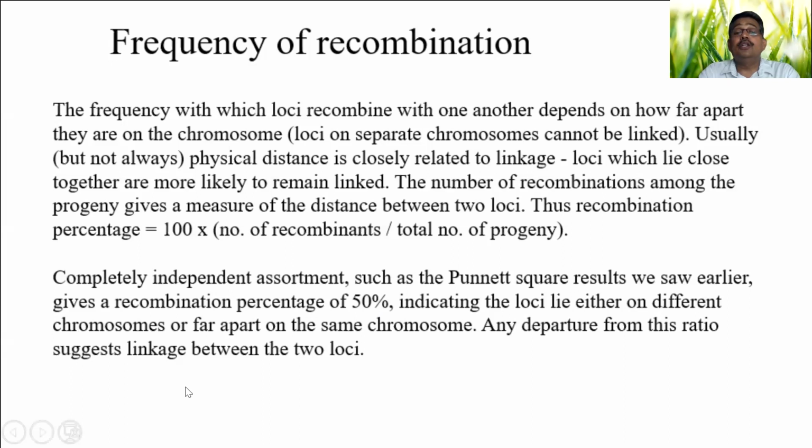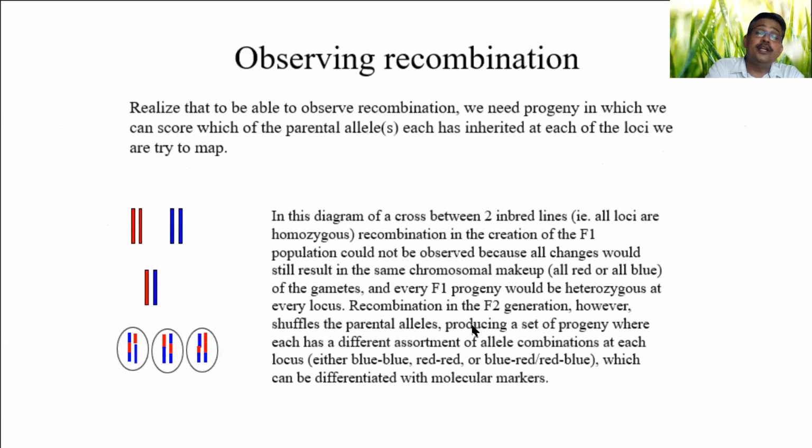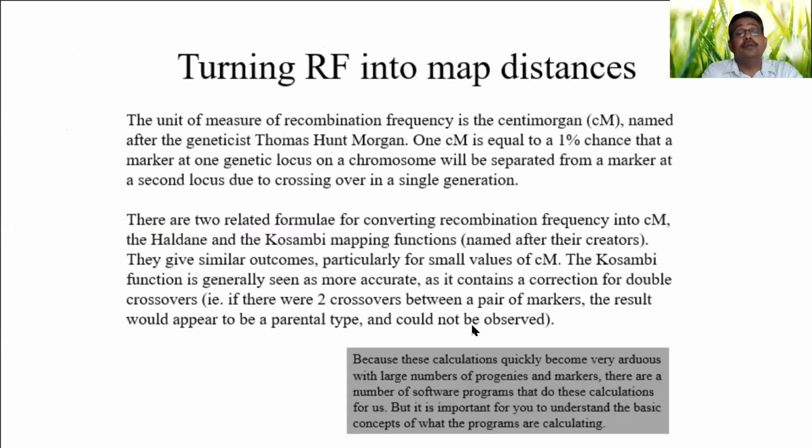That's why I told you that the number of recombinations among the progeny is used to measure the distance between the two loci. As we already saw in the Drosophila case, the total number of recombinants divided by the total number of progeny, multiplied by 100, gives the recombination percentage. That correlates directly to the genetic distance. So converting the recombination frequency into the map distance is the key point: the recombination percentage correlates directly to centimorgan distance.